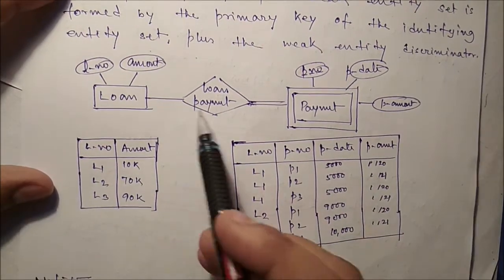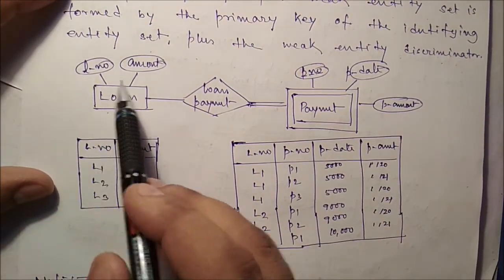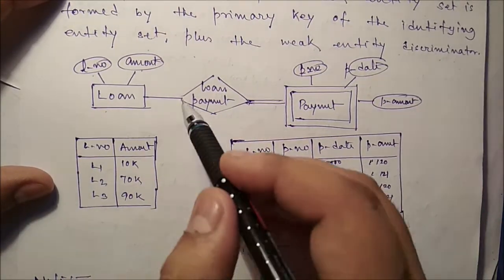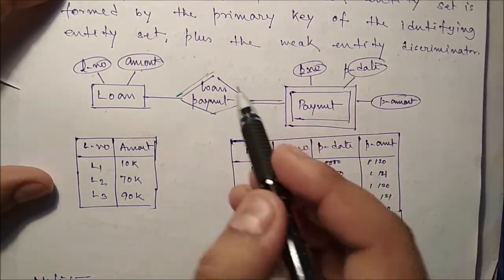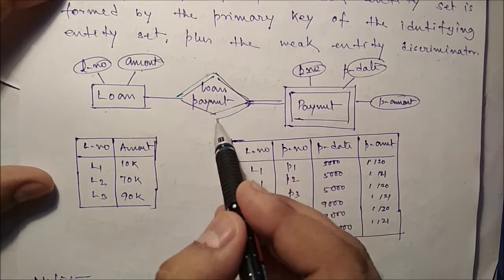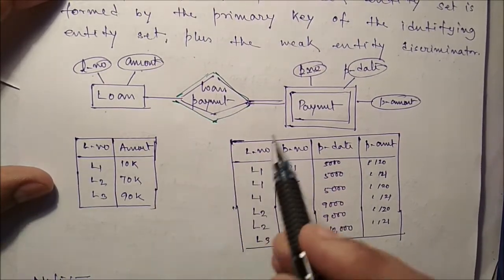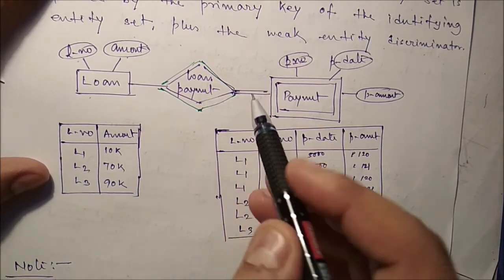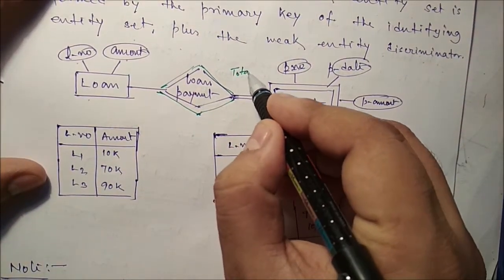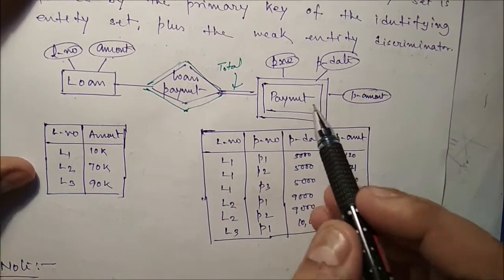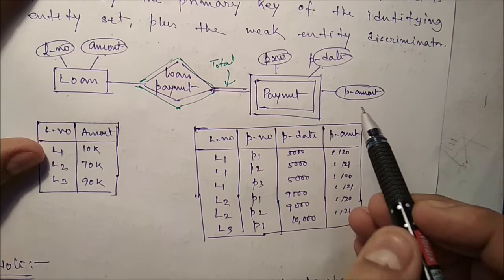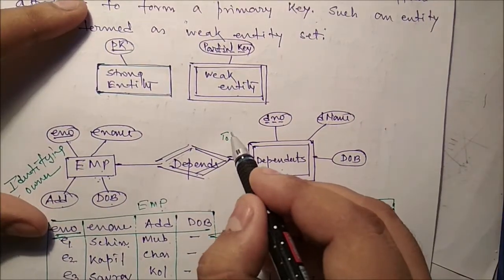Now we can take another example, say loan. The two attributes are loan number and amount, and then loan payment. Loan payment has a relationship with the weak entity set. So here should be the double diamond, and here, always it is total. The relationship should always be total. And payment has payment number, payment date and payment amount. So you can see here also it is always total.